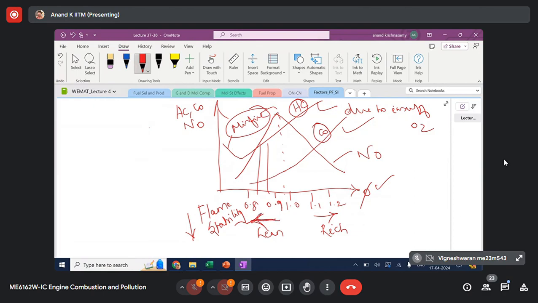So this is exactly the reason. Too rich also, flame stability will be poor because there is very high insufficient oxygen. When you have very low oxygen, you cannot maintain a stable flame. So you have a narrow operating phi range where the flame stability is better. This is exactly the reason why we run an SI engine with a very narrow phi range, unlike a CI engine. We have to run an SI engine very close to stoichiometry, with a narrow phi range. The only reason is that we have better flame stability.